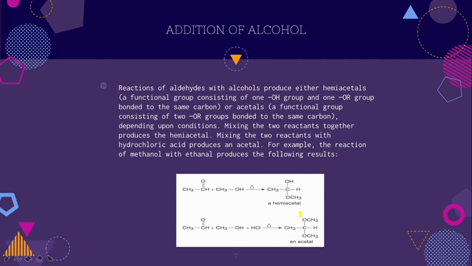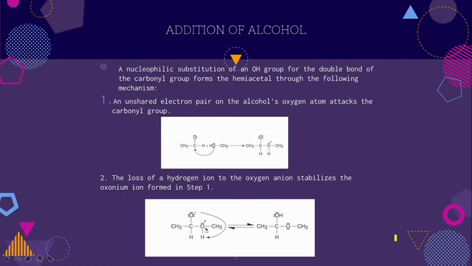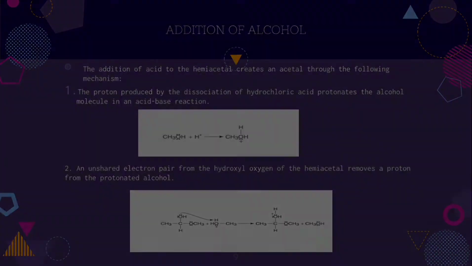For example, the reaction of methanol with ethanol produces the following results. A nucleophilic addition of an OH group to the double bond of the carbonyl group forms the hemiacetal through the following mechanism. First, an unshared electron pair on the alcohol's oxygen atom attacks the carbonyl group. Second, the loss of a hydrogen ion to the oxygen anion stabilizes the oxonium ion formed in step 1.